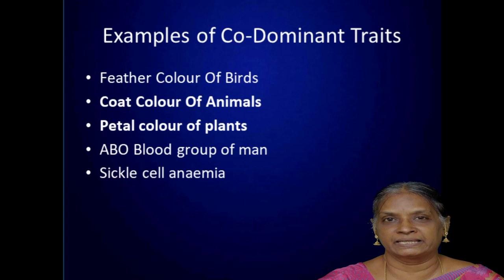There are many examples of codominant traits. Let us see some of the examples: feather color of birds, coat color of animals, petal color of plants, ABO blood group of man, and sickle cell anemia.